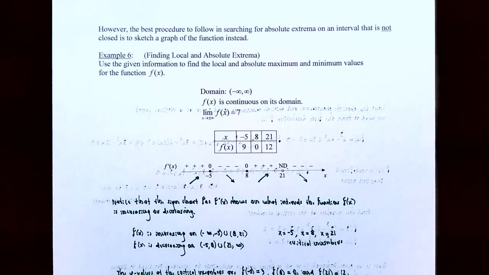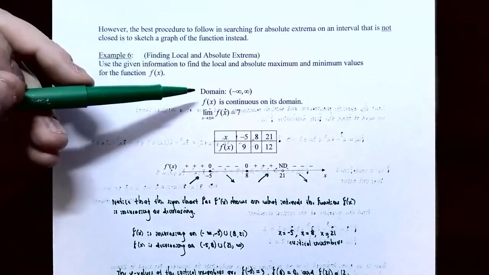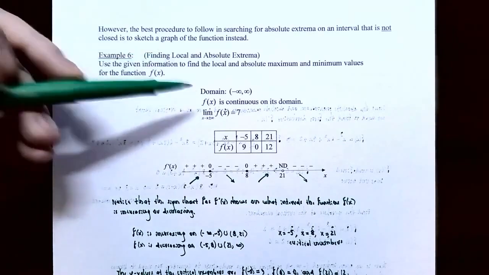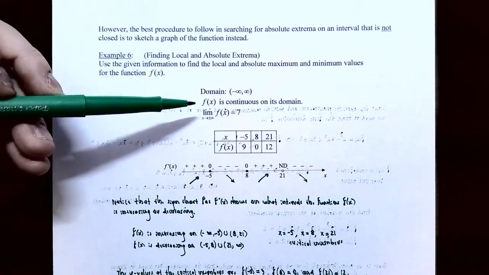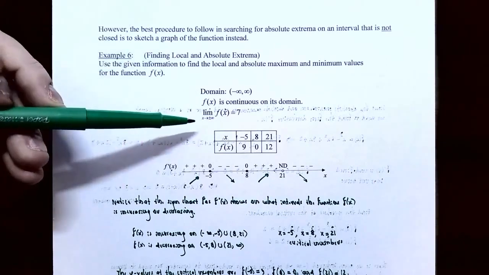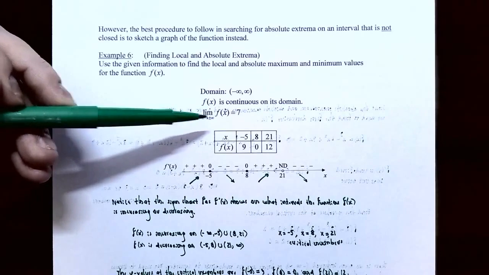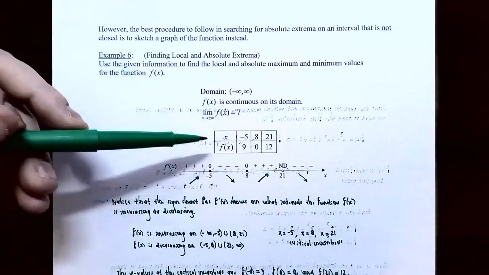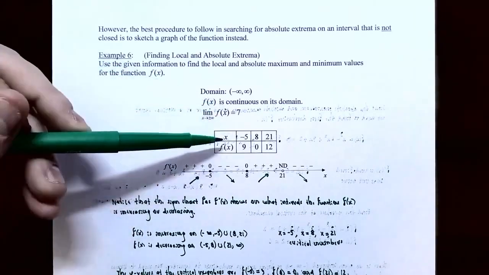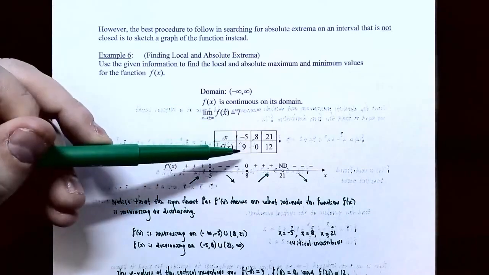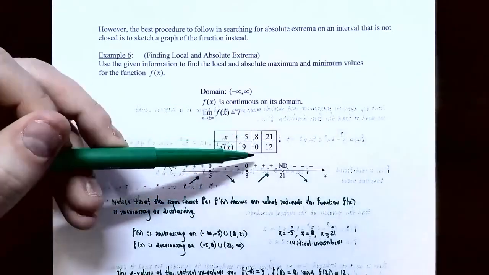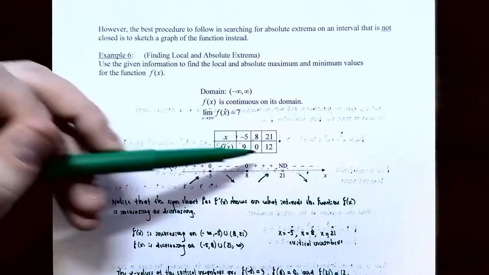So this time we don't have a formula for the function f of x, we just have information given in the problem. We know that the domain is negative infinity to infinity. We know the function f of x is continuous on the domain. And the limit as x approaches infinity or x approaches negative infinity of the function is 7. We have the values of the function. If you plug x equals negative 5 into the function, the y value is 9. Whenever x is 8, the y value is 0. When x is 21, the y value is 12.